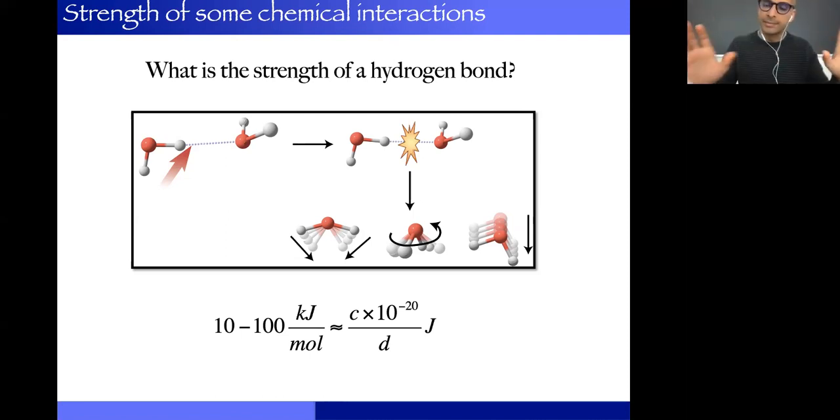Okay, so those are the two. There's one more interaction that I forgot, but I think I have it later in the discussion, but we can just talk about it now. So we have covalent bonds, hydrogen bonds, which are electrostatics, and then there's van der Waals interactions. Van der Waals interactions are the weakest forces.